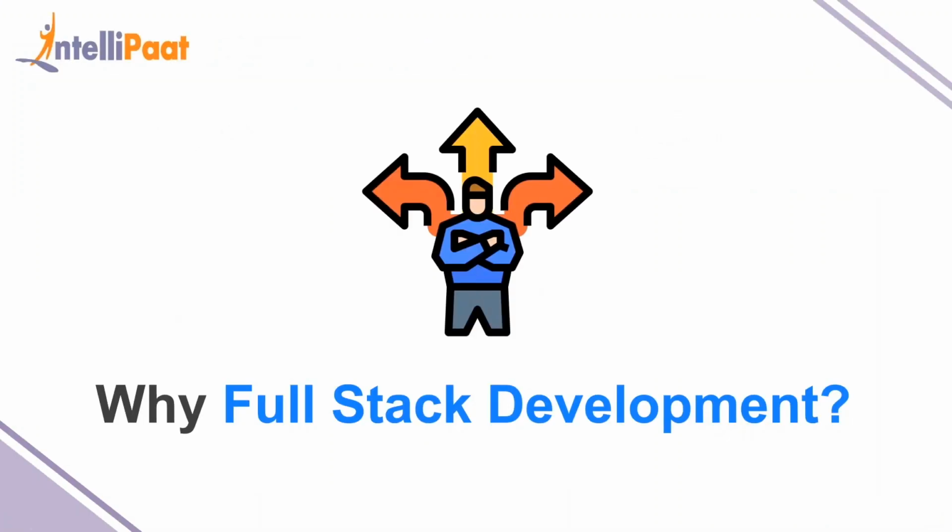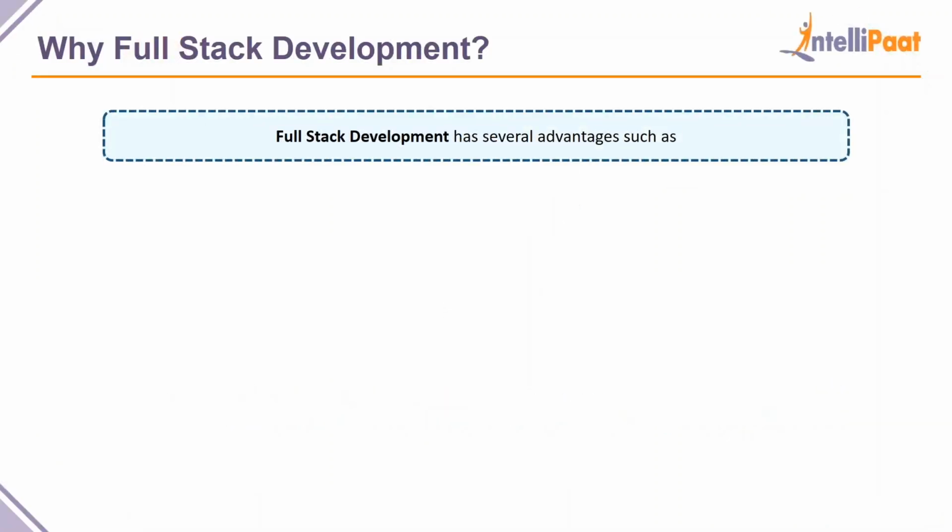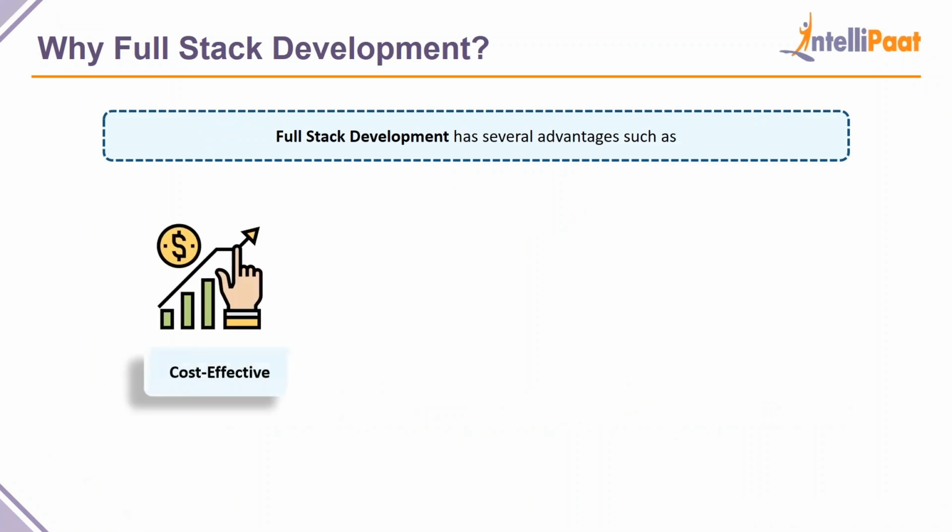So why full stack development? Full stack development is so popular nowadays mainly because it has several advantages. Some of them are it's cost effective. A person who knows both the front end and the back end would help save a company a lot of money. And it's not unreasonable for them to know both front end and back end mainly because many of the skills are transferable and many of them are not. And because of the overlap, it's expected for a person to know both the front end and the back end.